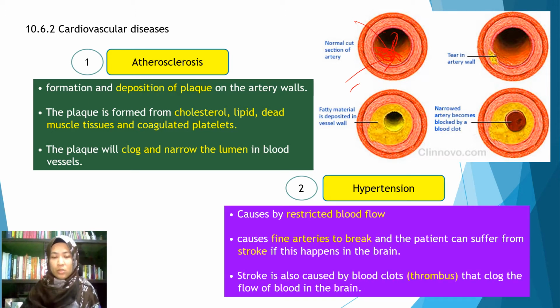So stroke is also caused by blood clots. You have learned about thrombus and embolus. The blood clot conditions, thrombosis and embolism, actually can also cause hypertension. The presence of a blood clot will restrict the blood flow. That's why it can cause hypertension.